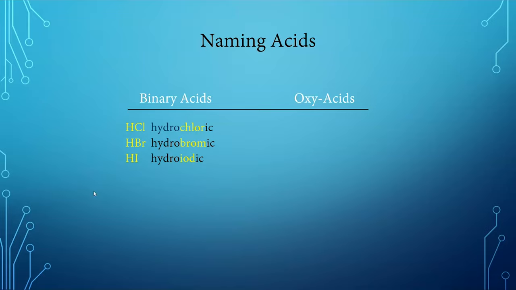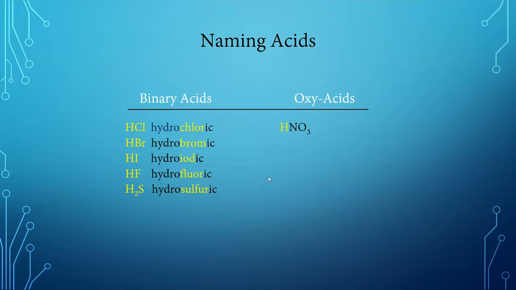So the center of each of these is simply representing the other element in the acid besides the hydrogen. There are a couple of other binary acids. We have HF, which is hydrofluoric acid, and H2S, which is hydrosulfuric acid. You'll notice that I put two hydrogens with the sulfur, and the reason for that's very simple. Sulfide ions have a negative 2 charge, so of course they would need two H plus ions to balance them out. Chlorine, bromine, iodine, and fluorine only form a negative 1 ion, and thus we would only need one hydrogen.